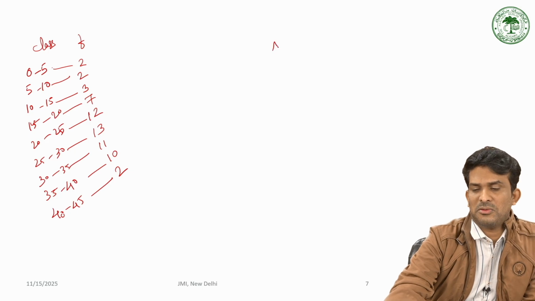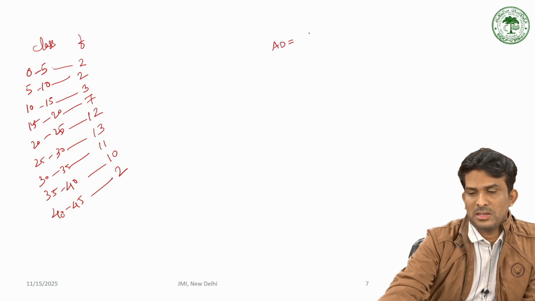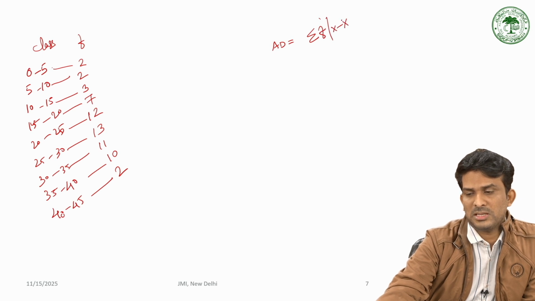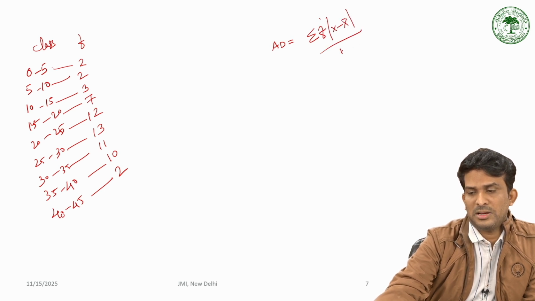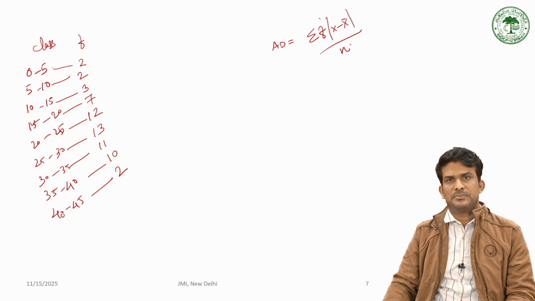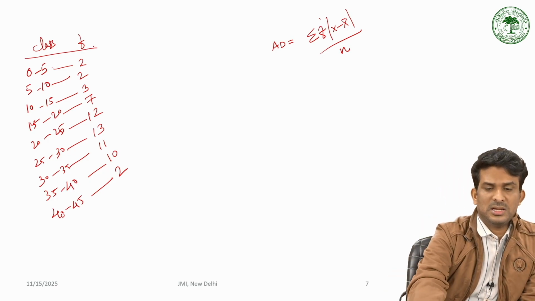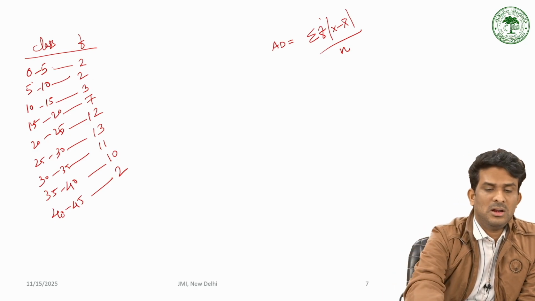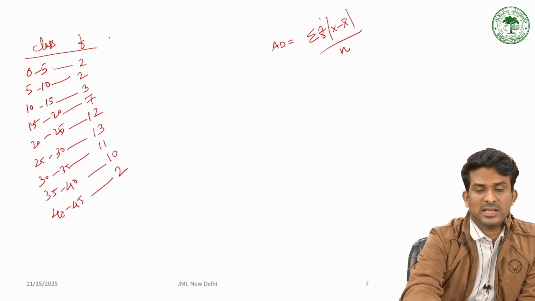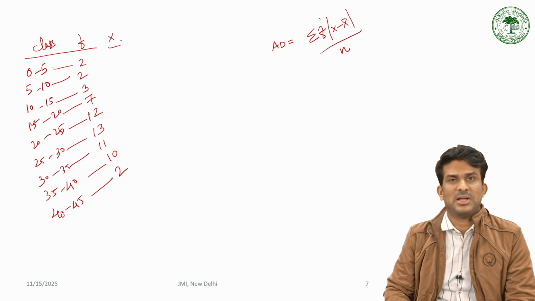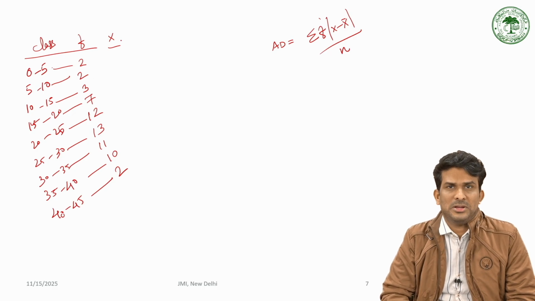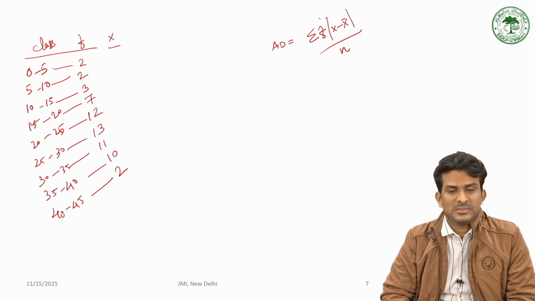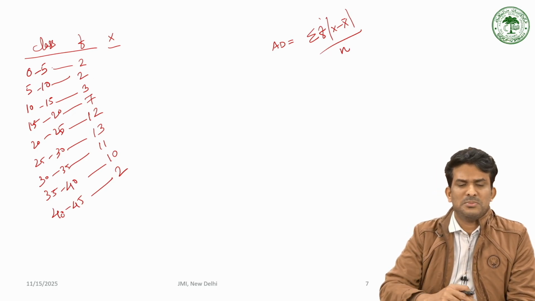What is the formula for average deviation? Sigma of f into modulus x minus x bar divided by n. F is given as frequency here. X, these are all classes, but we need x as a midpoint. You have to calculate x as a midpoint, right? X is the midpoint of the class.